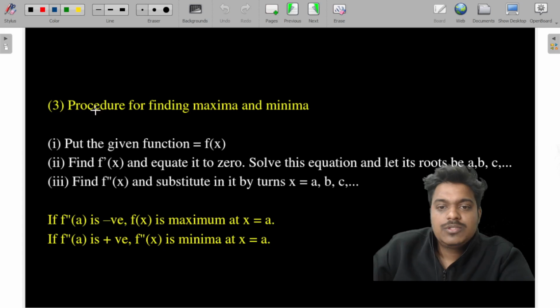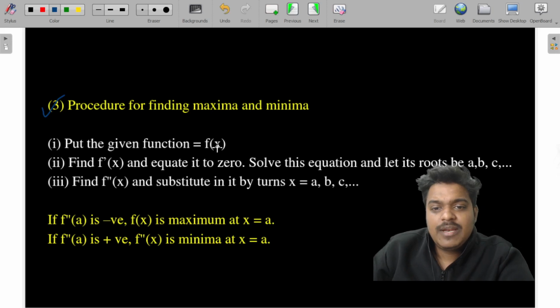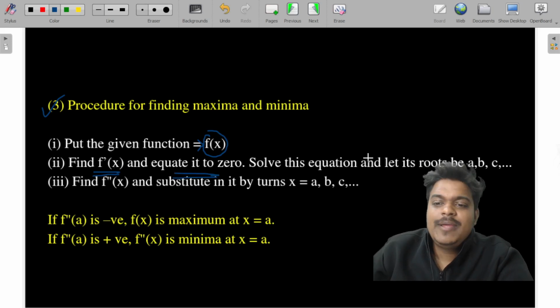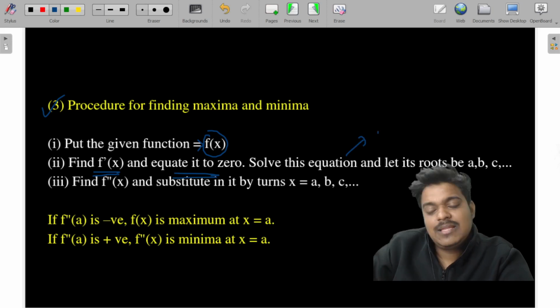So now what is the procedure for finding the maxima and the minima? What is the given condition? Find f'(x), that is the first derivative of this function, or dy/dx, and equate it to 0. You will get some roots, and they are the points where f'(x) is 0.